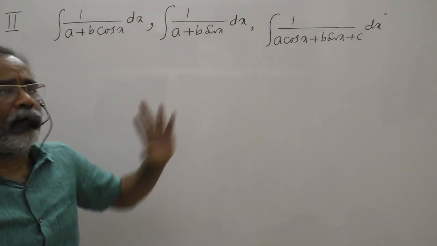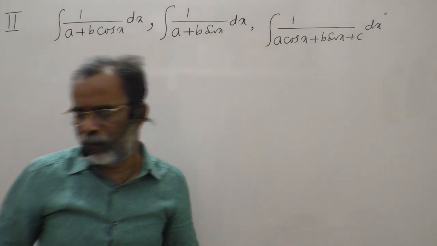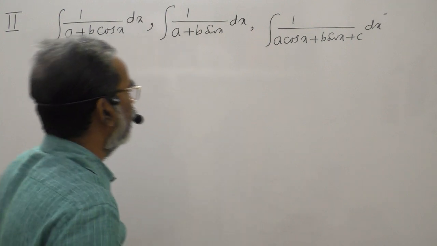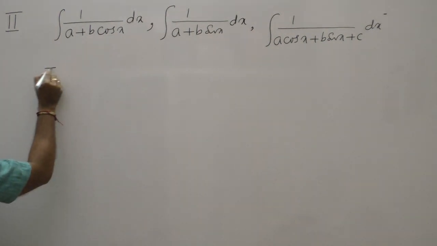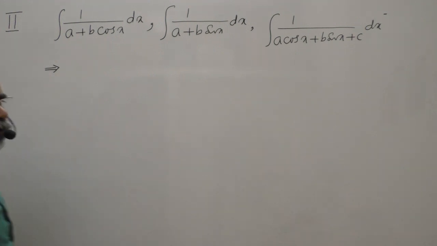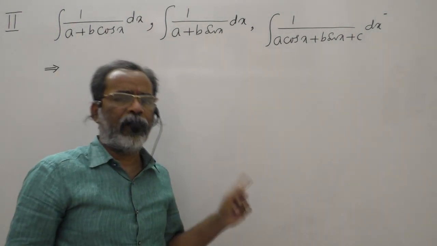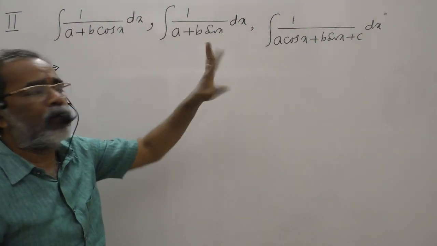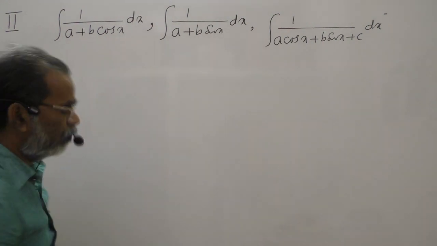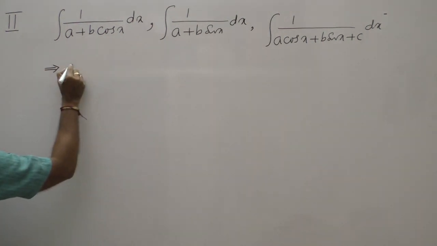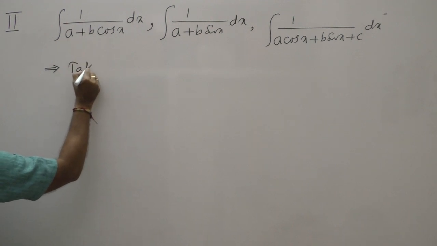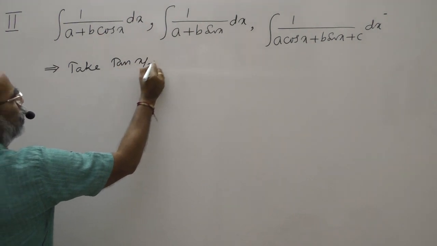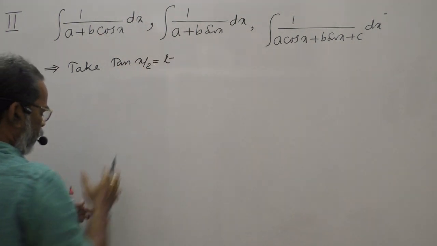For these types of rational trigonometric functions, what is the substitution? What is the procedure? Listen carefully. What is the difference between type 1 and this? In type 1, squares were there. Here no squares, only sine and cos. Here the procedure is directly taking tan x by 2 equal to t. This is the substitution here.